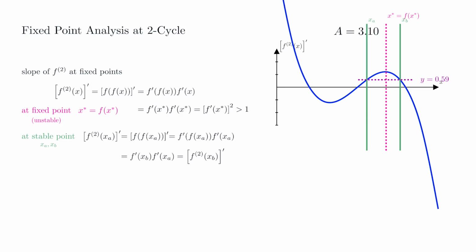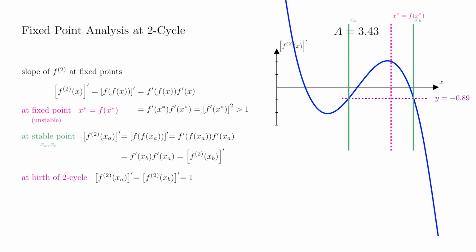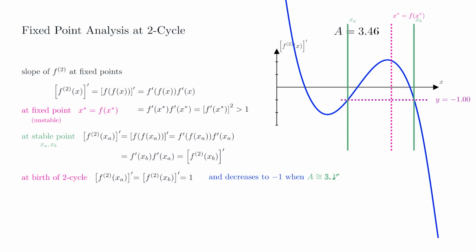So the point is that at the birth of a two-cycle, first of all, the slopes of f2 at xa and xb are equal. And you can see graphically that right at the birth of the two-cycle, these two slopes are equal to 1. These slopes decrease continuously as I increase the control parameter a. They decrease to -1 when a reaches a critical value, which is approximately 3.46. When this happens, these fixed points of the second iterate function, xa and xb, become unstable. And this gives rise to the birth of a four-cycle. This procedure continues on and on ad infinitum.